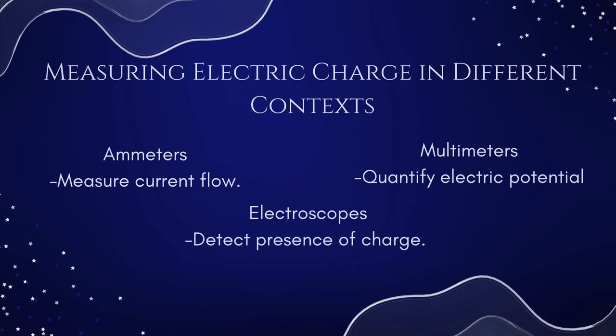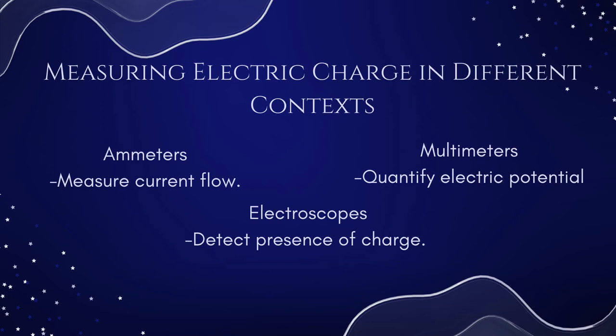Number 2 is electroscopes. They detect the presence of charge. It is a scientific instrument that detects electric charge in an object. How does it work? The test charge moves when an object with an electric charge is brought near the electroscope. It is used to analyze electrostatic charges and ionizing radiation.